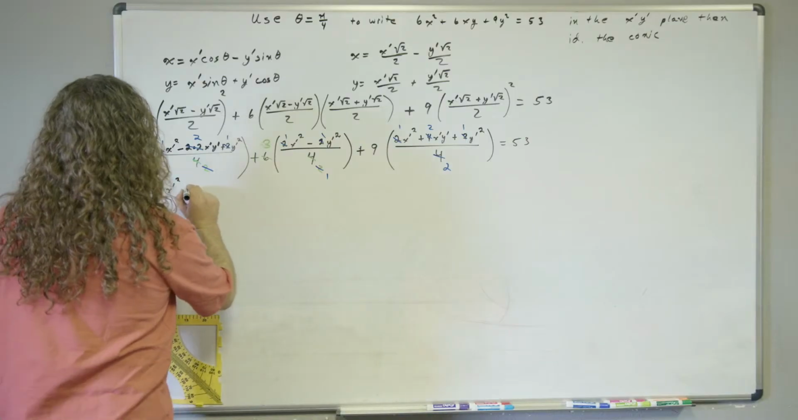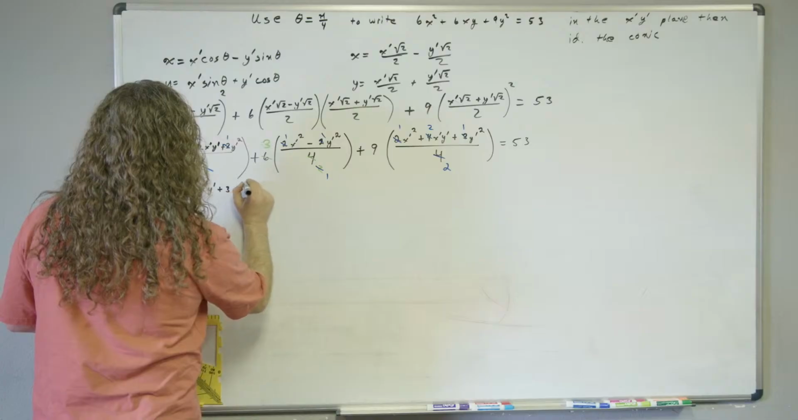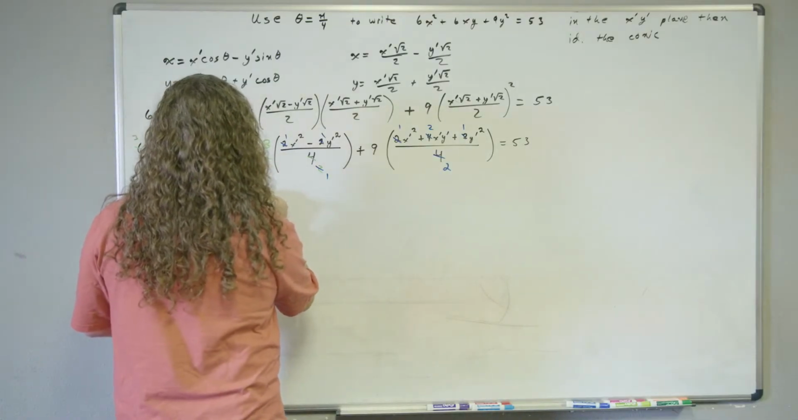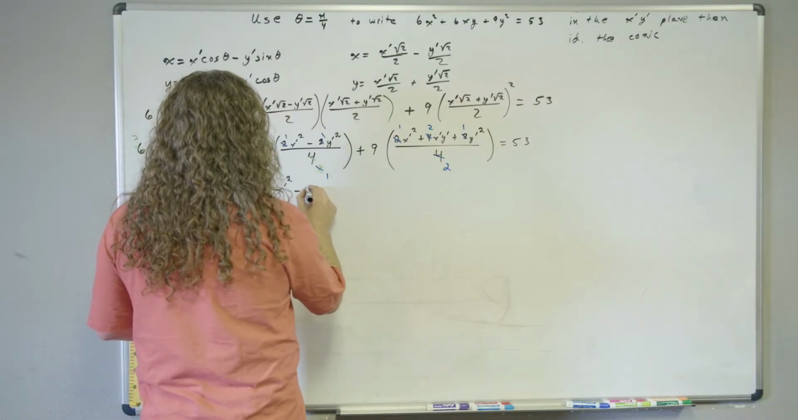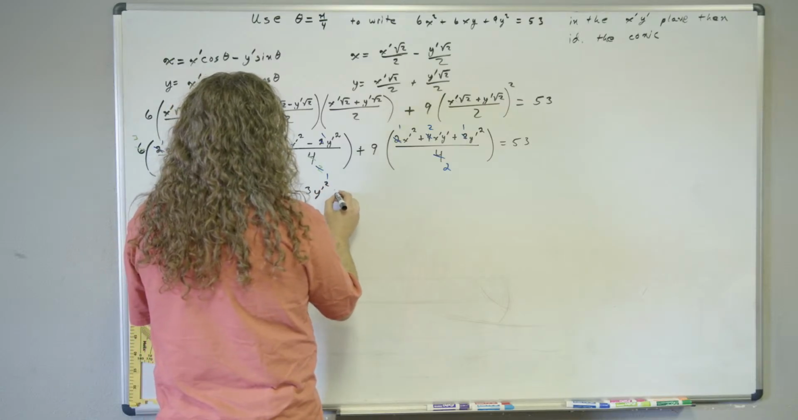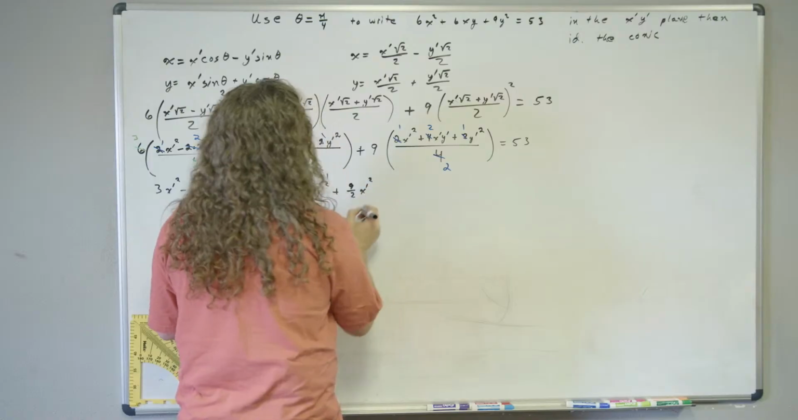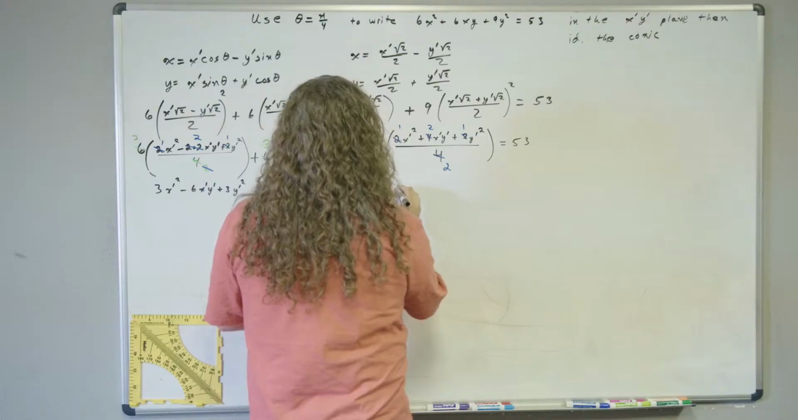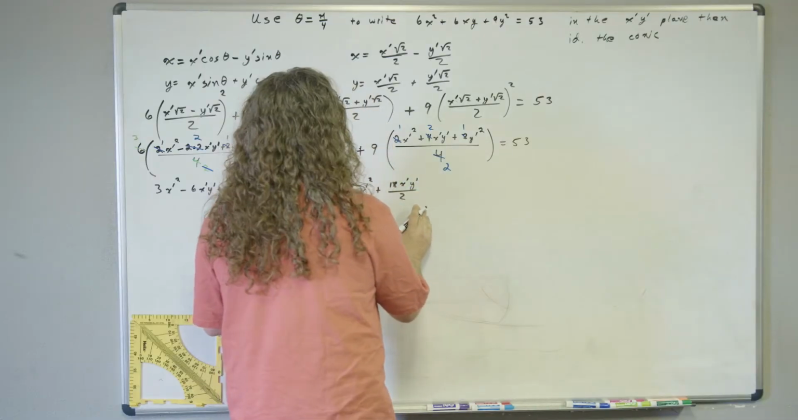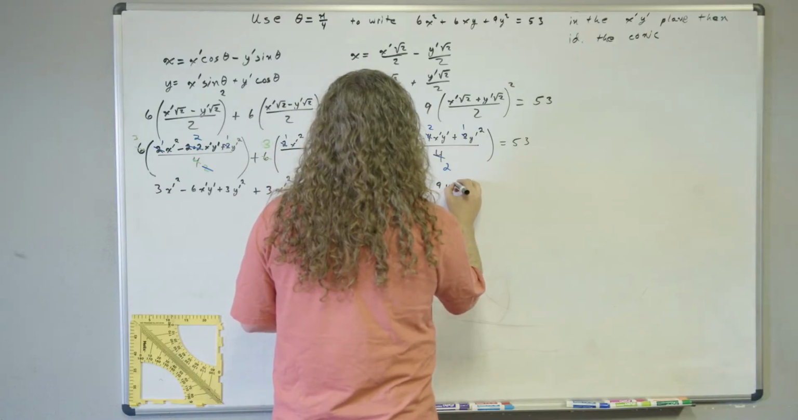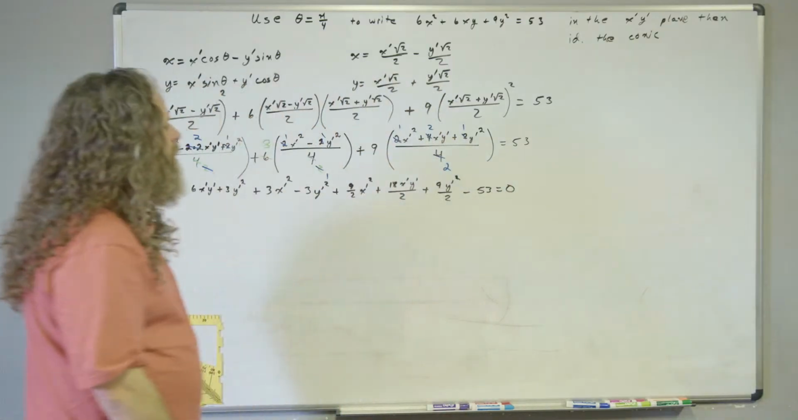3x prime squared minus 6x prime y prime plus 3y prime squared, plus 3x prime squared, minus 3y prime squared, plus 9 halves x prime squared, plus 18 x prime y prime over 2, plus 9 y prime squared over 2, minus 53 equals 0. Now what?